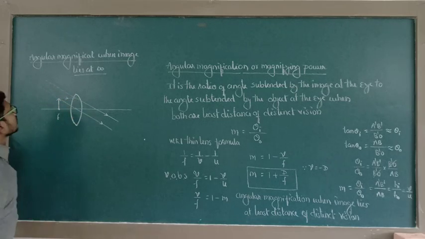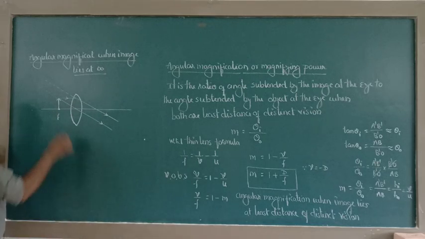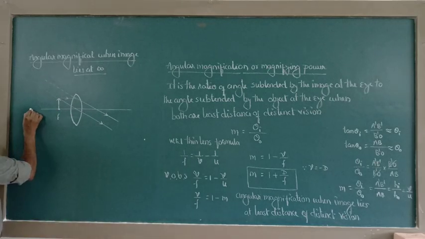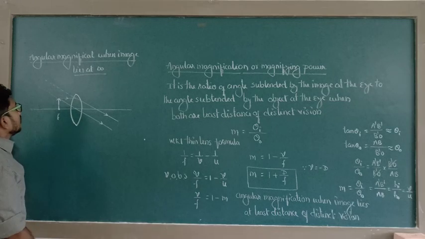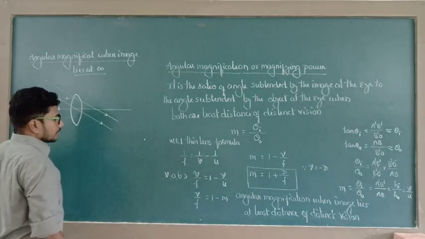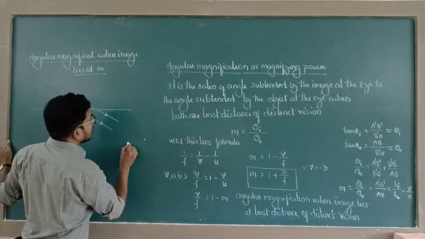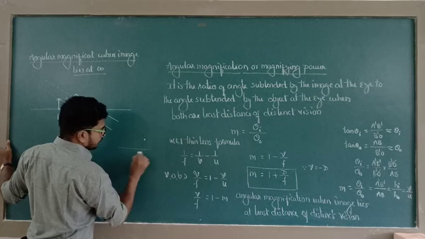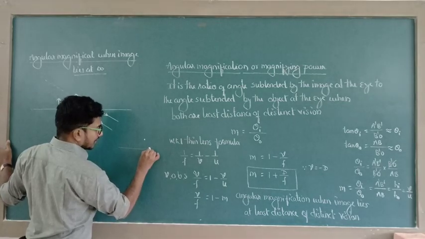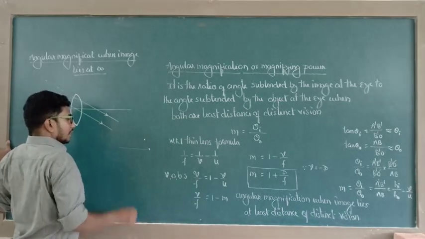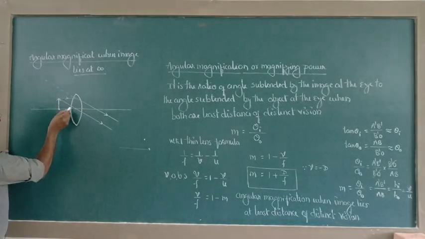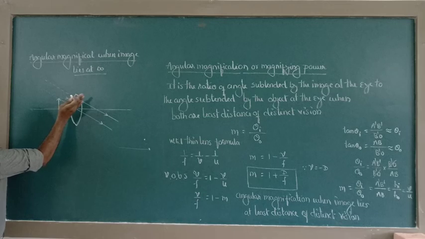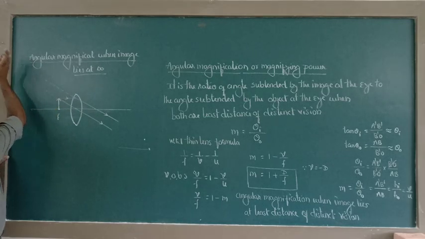So they are going to meet at infinite distance. Again, as in the first case: principal axis, optical center. Now the object is at the principal focus. See here, by proceeding, these two light rays are going to meet at infinite distance.